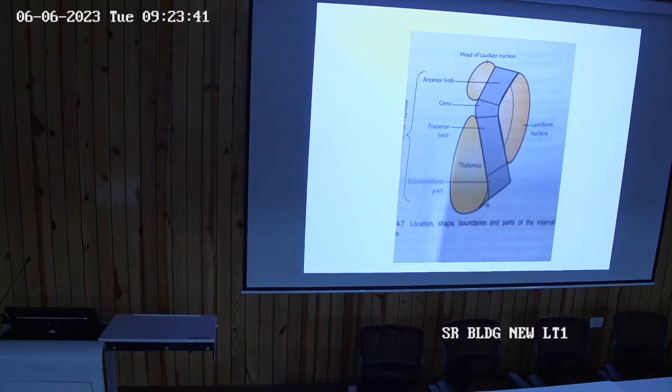The fibers arising from the cerebral cortex of the frontal lobe, parietal lobe, temporal lobe, occipital lobe, like this, combinedly they are named as the frontopontine fibers. The frontopontine fibers arise from the cerebral cortex, descend downwards, and relay on the pontine nuclei of the same side.